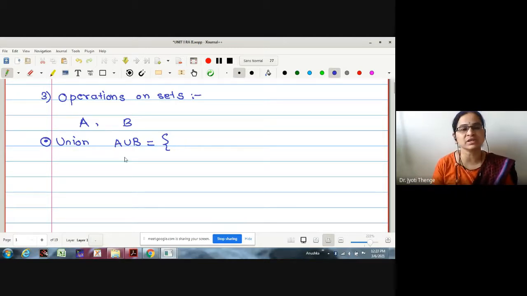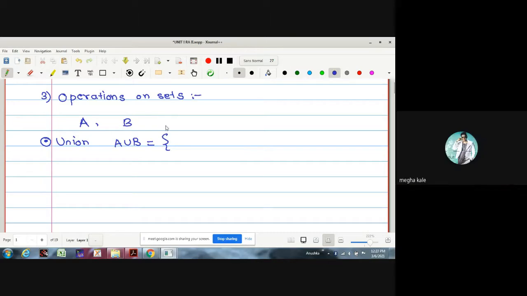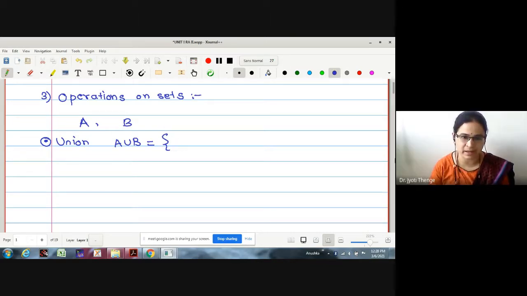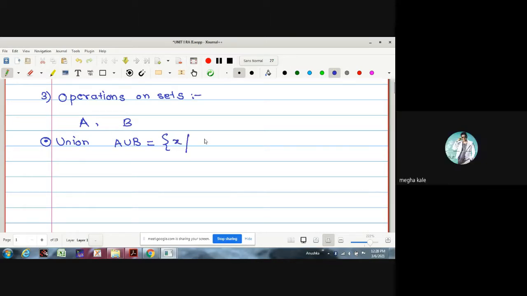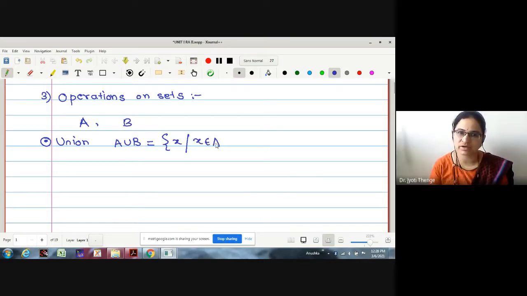Actually, in a union, which elements were we collecting? All the elements in A and B. But we were not writing the repeated elements; we write a repeated element only once. Correct? Now, mathematically, it is the set of x such that x belongs to A or x belongs to B. Good.